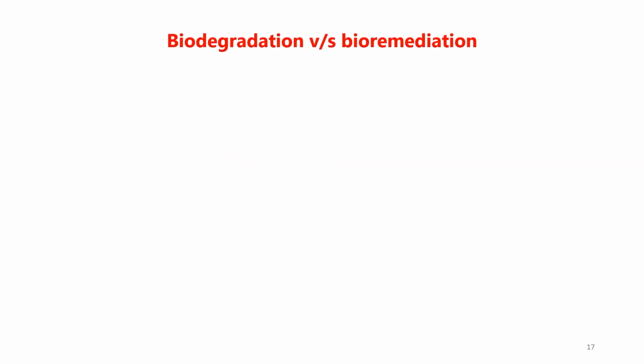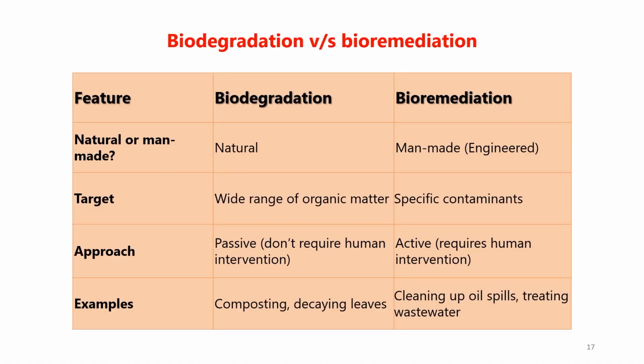Let us now try to understand the differences between biodegradation and bioremediation. So, biodegradation is a naturally occurring phenomenon. Bioremediation is developed by humans, so it is man-made or an engineered process. The target of biodegradation is a wide range of organic matter. In bioremediation, since it is man-made, the target is specific pollutants or contaminants.